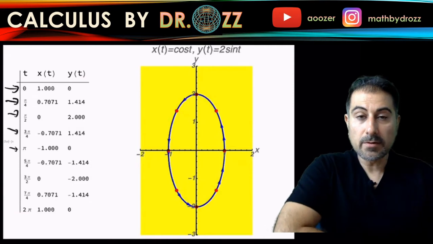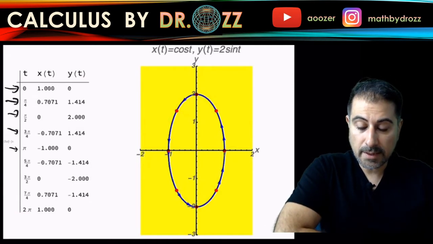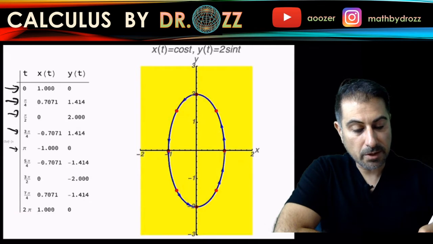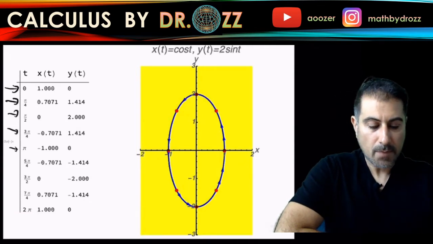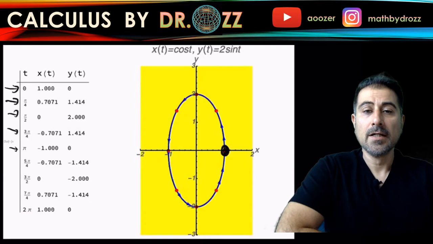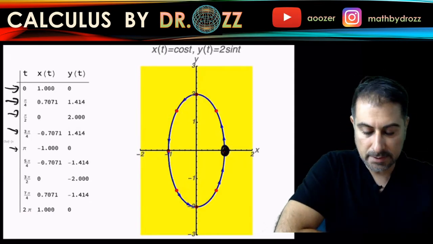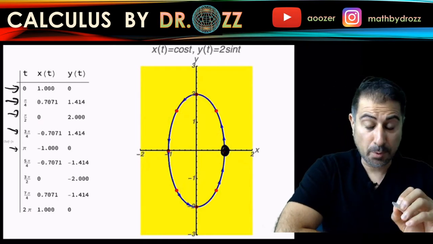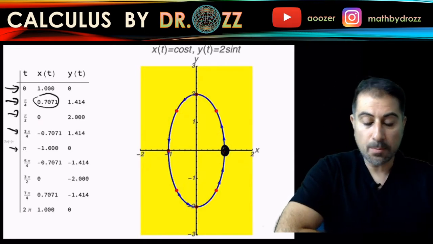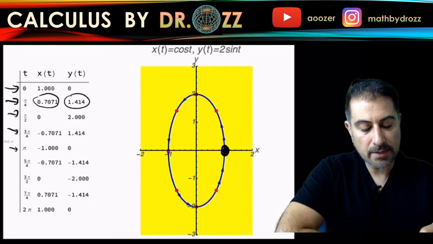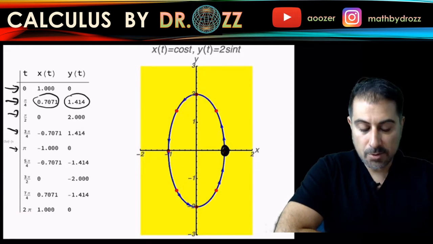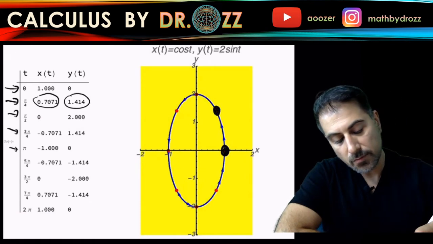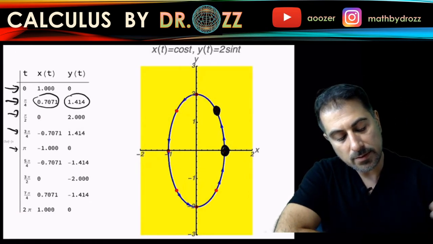When t equals 0, let's see where I start on the curve. I got x to be 1, y equals 0. Here we go, I start right here, somewhere on the x-axis, and then see if I'm going to go up or down. For pi over 4, x is plus 0.70 and y equals plus 1.41. So I'm still in the first quadrant, and I end up being here. You keep checking for t equals pi over 2. You get 0 and 2. Here we go, I can see where this is going.